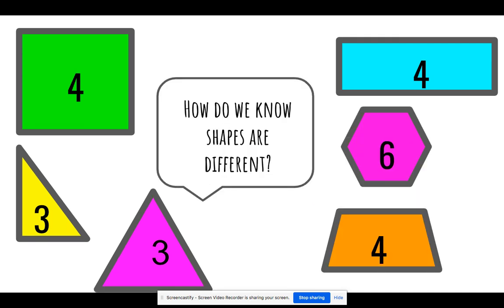But here's the question we need to ask. How do we know shapes are different? Well, we know that when we look at them, they look different, right? Well, we're going to think like mathematicians today, and we're going to figure out exactly how we know these shapes are different. There is a math reason.